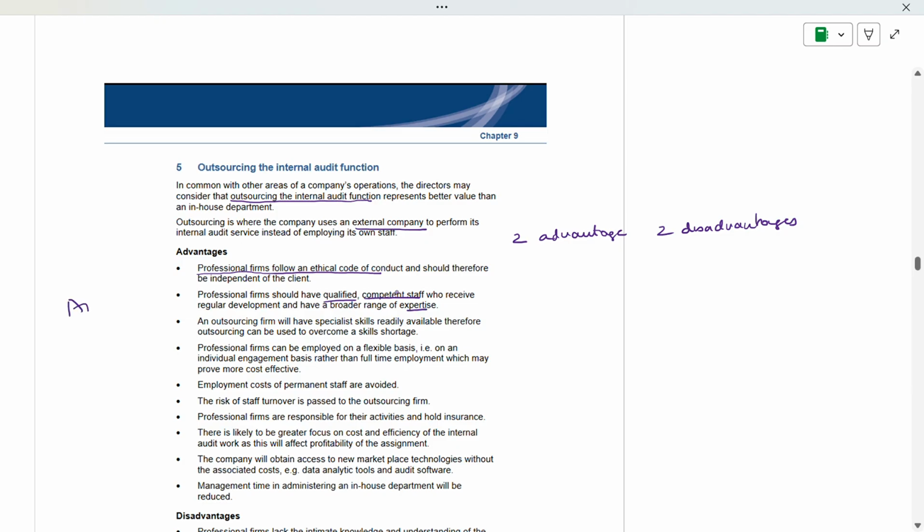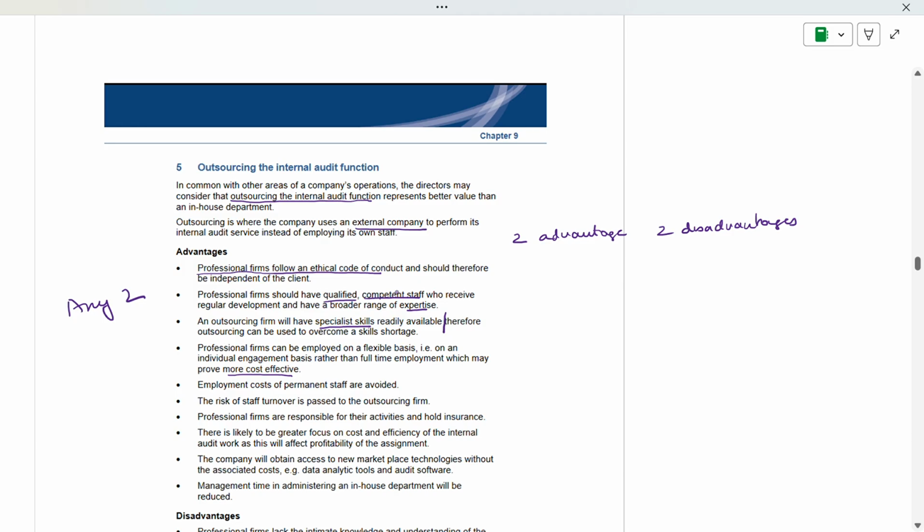Any two, I am telling you this, any two. An outsourcing firm will have specialist skills readily available. Therefore, outsourcing can be used to overcome skills shortage. Professional firms can be employed on a flexible basis, that is on an individual engagement basis rather than a full-time basis. What will happen? It may prove more cost effective.